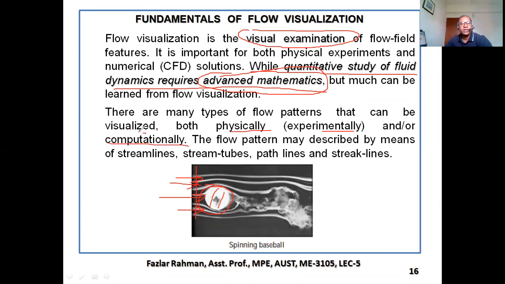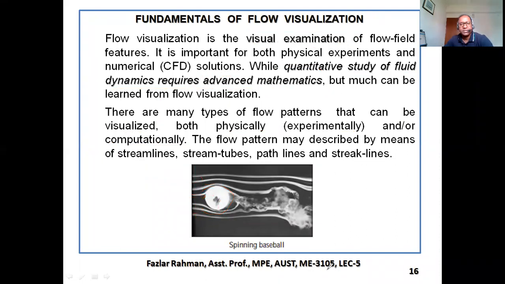Computationally, you can observe this in software. The flow pattern may be described by means of streamline, stream tube, path line, and streak line. So how can we describe this flow pattern? There are some definitions. Number one, those lines right over here are called streamlines.